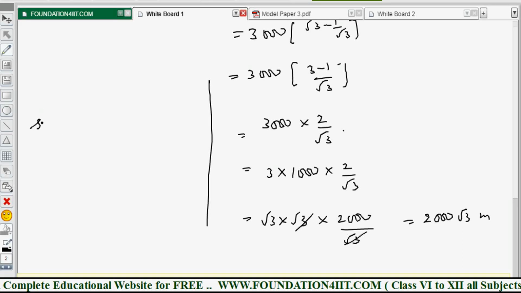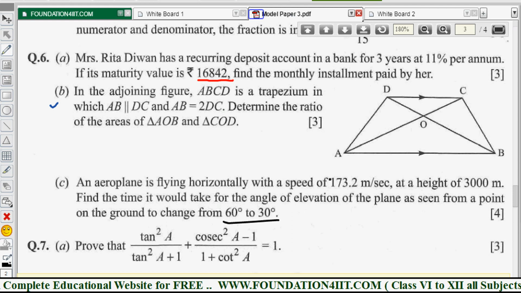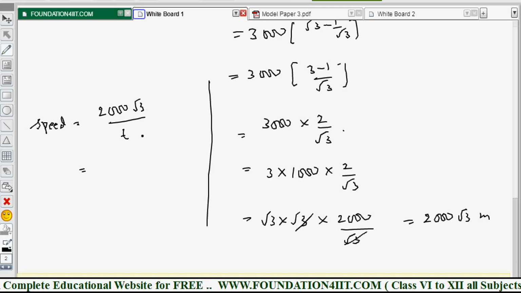Now the speed is, generally we know, speed formula is distance by time. Now distance is equal to 2000 root 3 by time, I had taken t seconds. But the problem, speed is given, that is 173.2 meters per second. Then from both, 2000 root 3 by t is equals to 173.2.